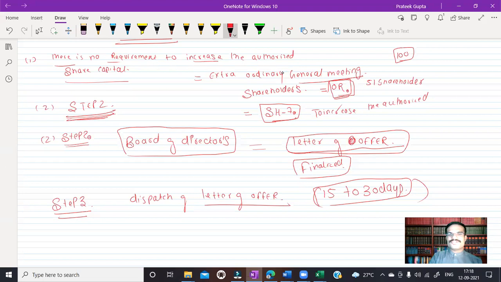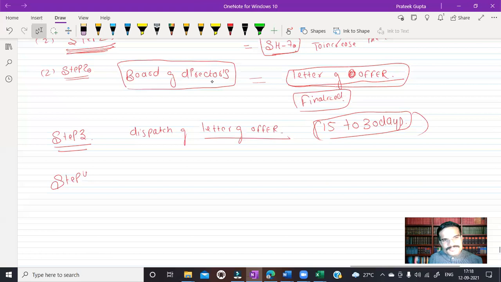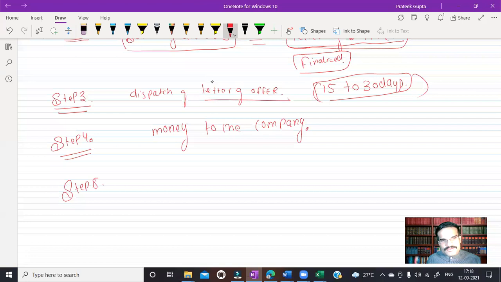Step number four. The shareholders will deposit the money, let's say. They will give the money to the company, saying, yes, we want to give the money to the company. No problem as such. Thereafter, step number five. Shares will be allotted to them.